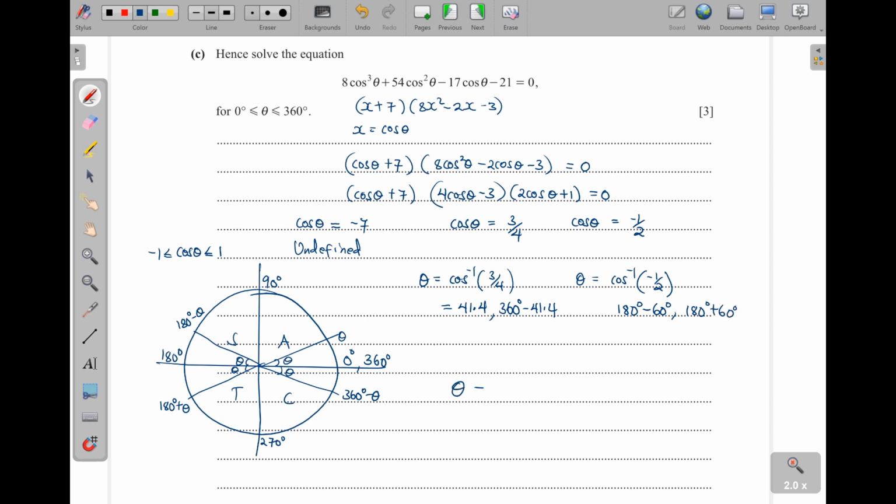So altogether, theta is going to be equal to 41.4 degrees. Okay. Then the next one, I'm writing them in ascending order. We shall have 180 minus 60. That one is going to be 120 degrees. And then 180 plus 60. That one is going to be 240 degrees. And then 360 minus 41.4, that one will give us 318.6. So these will be the answers that we are supposed to have here.